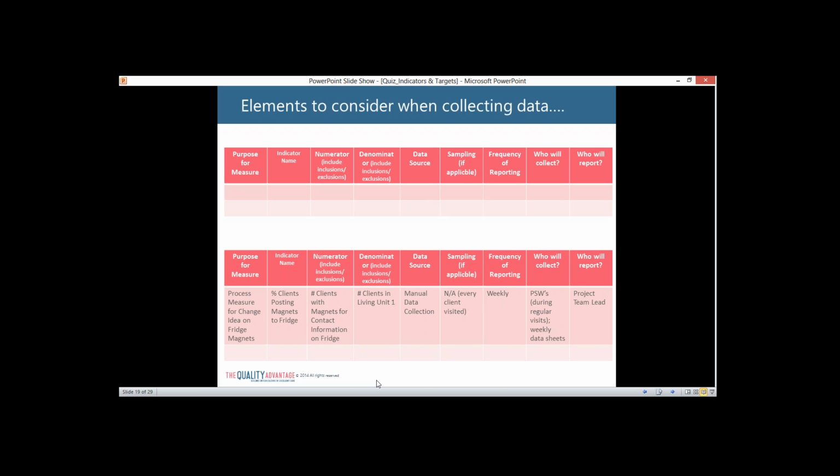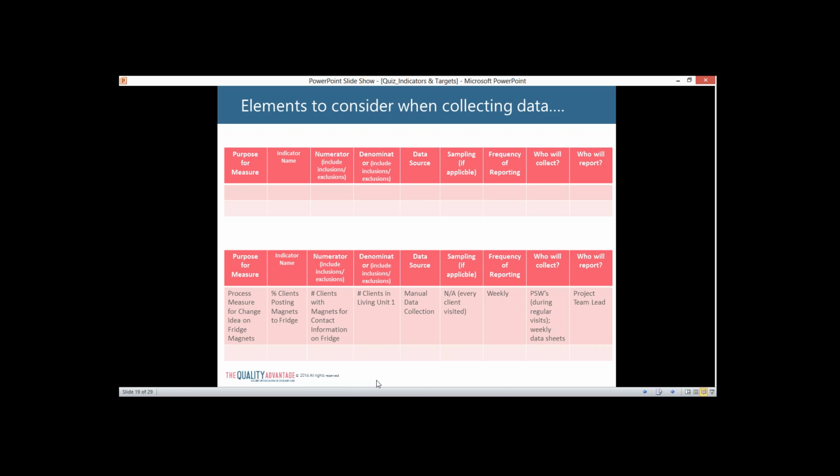That's the process measure. The numerator would be the number of clients with magnets for contact information on the fridge, and the denominator would be the number of clients in living unit 1, meaning the living unit 1 is what the project is focused on.